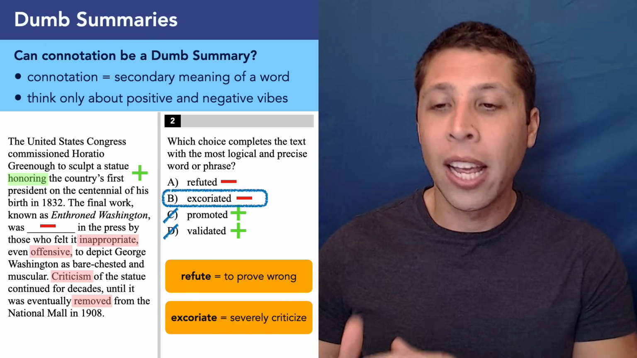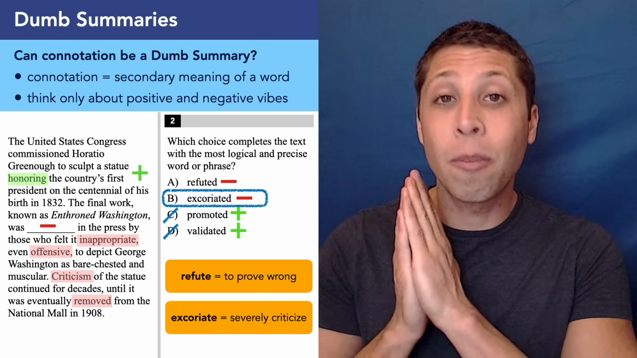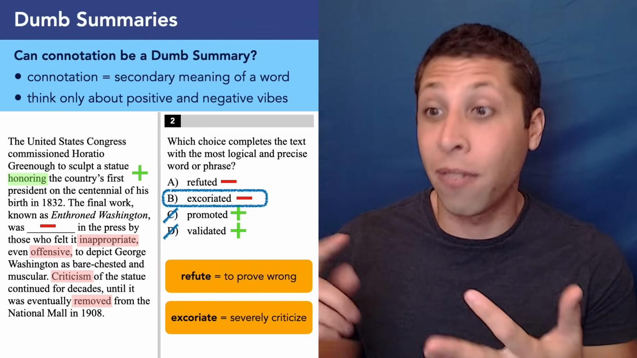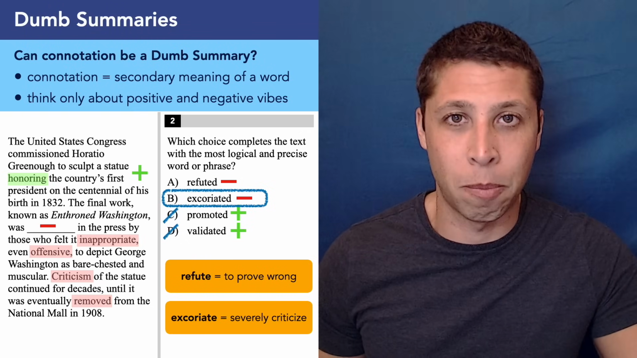And to be clear, excoriate means to severely criticize. So it is perfect. That is exactly what the press is doing. They're calling it inappropriate and offensive. It says criticism later on. So excoriate is the perfect fit for this blank.